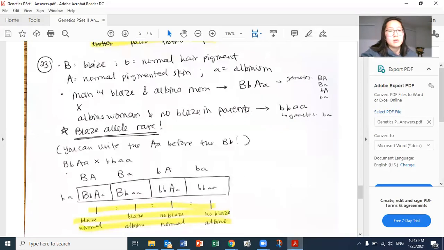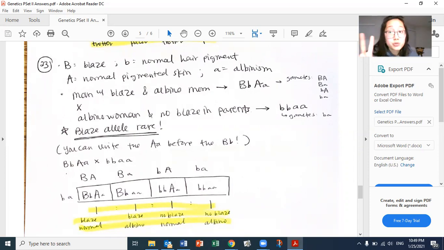So again, capital B is blaze, and lowercase b is normal hair pigment. Capital A is going to be normal pigmented skin, and lowercase a is going to be representing albinism. I wrote skin here, but normal pigmentation actually is the more correct term, just because pigmentation applies to the whole body. It's not just skin. That's my bad.